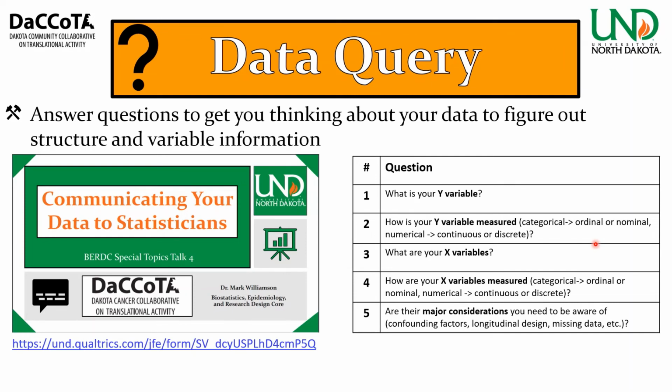Same thing, what are your X variables? What are the variable names? How are they measured? And, are there other major considerations? That's question 5. Are there confounding factors, longitudinal design, missing data, etc.? If you are able to answer these questions, this will go a long way towards a nuanced and helpful analysis.